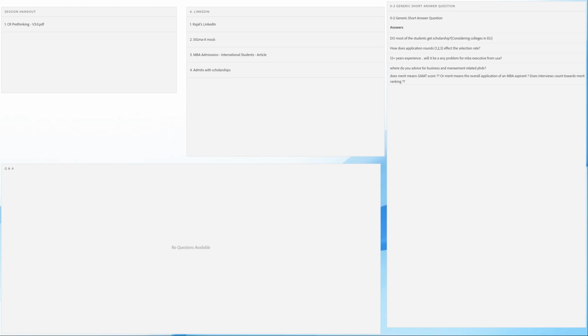Do most students get scholarship considering colleges in the EU? No, the EU doesn't have that much endowment money, so very few students in the EU get scholarships. Does the application round affect the selection rate? Rounds 1 and 2, there's literally no difference. A lot of people say that there's a difference. I have done the analysis myself, with the volume of students that we get, and there's literally no difference between round 1 and 2. Round 3, there starts to be a difference, yes.